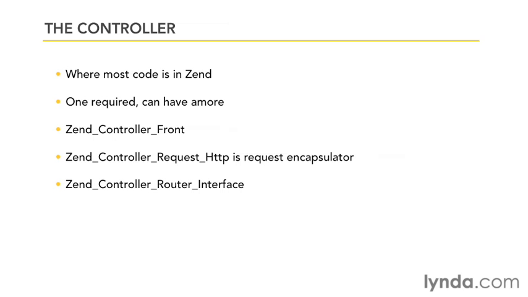There's a router interface that allows you to dictate what your URLs look like and how you determine what controller to load and what method to call in that controller. There's also a Zend controller dispatcher. The dispatcher allows you to do what's called dispatching, which is really just handling the request. This can also forward to different controllers and things like that.